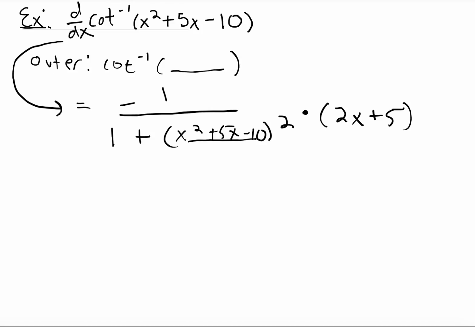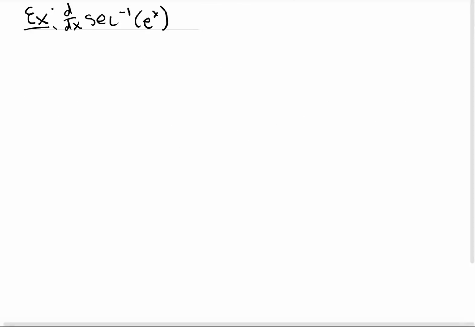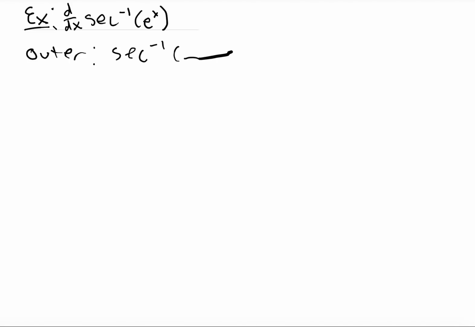Let's see if we can try another one of these chain rule questions. Let's try the derivative of secant inverse of e to the x. Now again, we've got an inverse trig function as my outer function. This is going to be secant inverse of something.